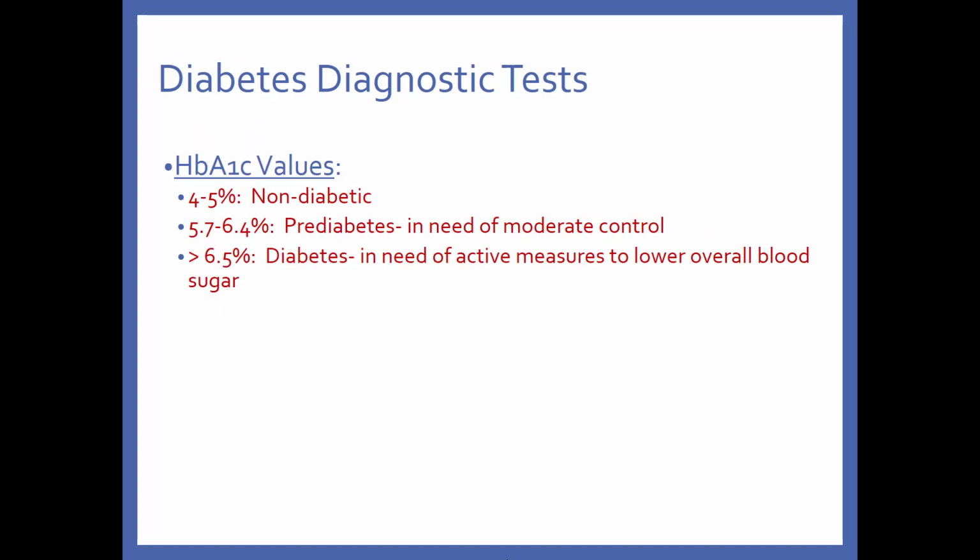So the values they have set out here, 4 to 5% is kind of the starting point, and those would be considered normal, non-diabetic, an A1C there. And then getting to pre-diabetes would be considered a percentage of like 5.7 up to 6.4%. And then once we get greater than 6.5%, that's typically correlating with diabetes, and that patient is in need of active measures to help lower their blood sugar level.